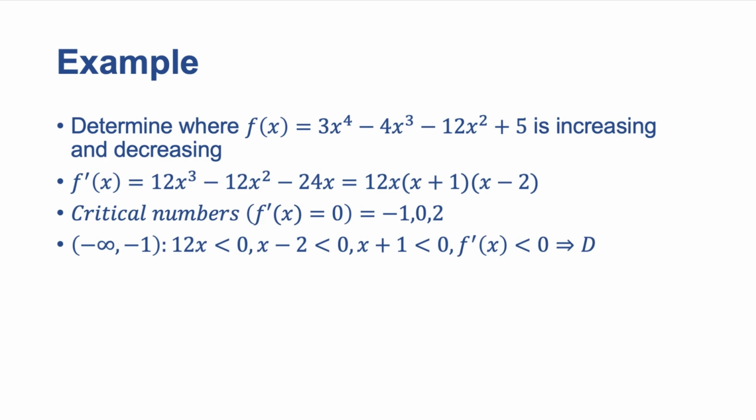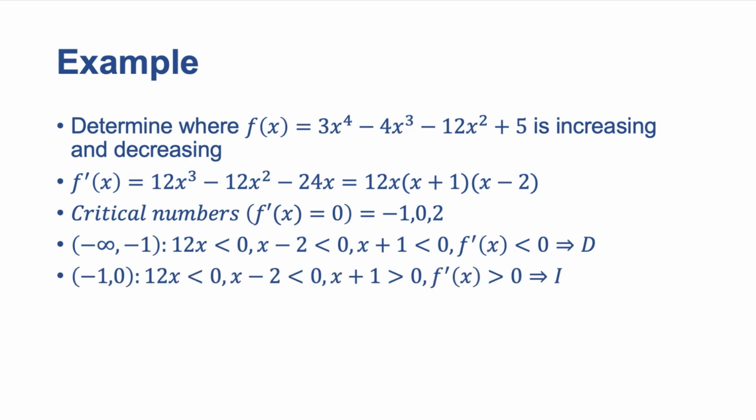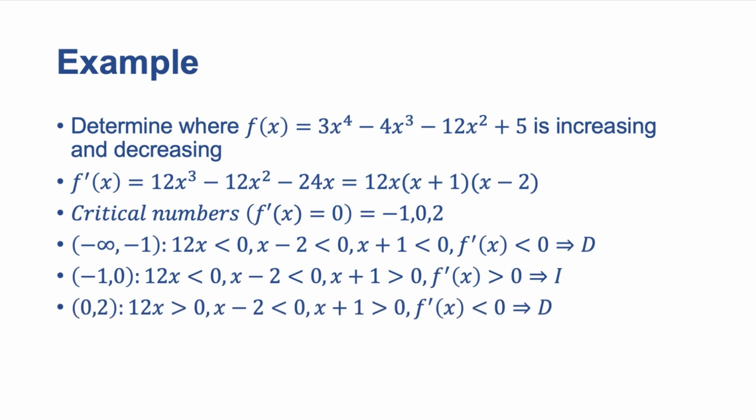Okay. So now let's try between -1 and 0. So 12x is going to be less than 0. x minus 2 is going to be less than 0. But x plus 1 is going to be greater than 0. So that means that f prime of x is going to be greater than 0. Thus, we are increasing on that interval.